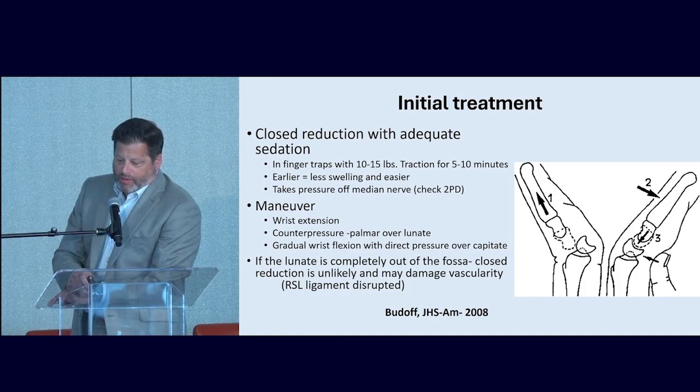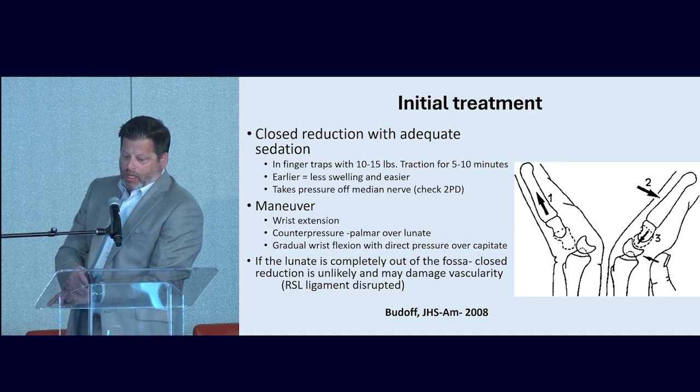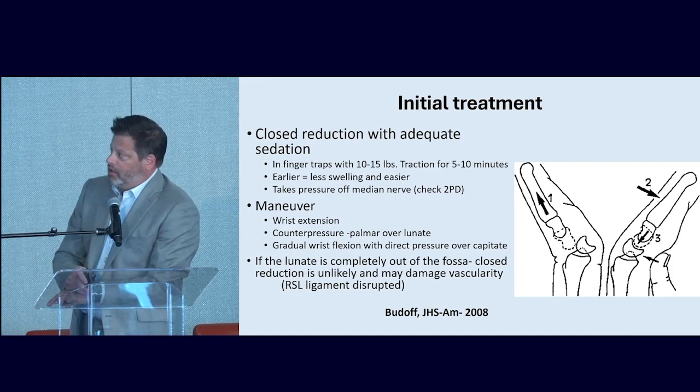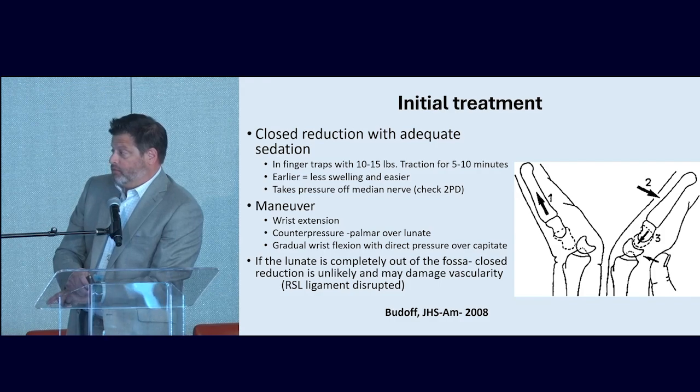And we try to get these reduced as fast as possible in finger traps in the ER. Sometimes if they're sitting around the general hospital ER for some time, they swell up, and as they swell more and more, it becomes more difficult to reduce these. You want to check your 2-point discrimination pre and post reduction. The maneuver here works really well.